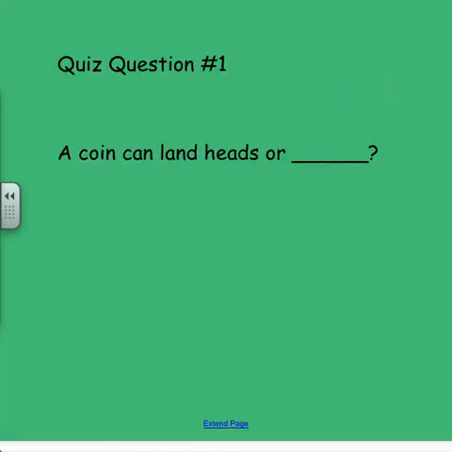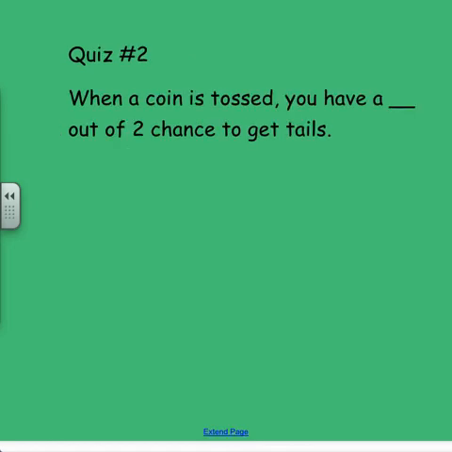All right, it's time for your quiz question for tonight. We only have 2 of them. They're quick quiz questions. So quiz question number 1, a coin can land heads or, and you need to fill in the blank. And quiz question number 2, when a coin is tossed, you have a blank out of 2 chance to get tails. You need to fill in that blank. After you have completed that, that will end your homework for the evening. Go ahead and put your answers into the quiz on the website, and I will see you in class soon.